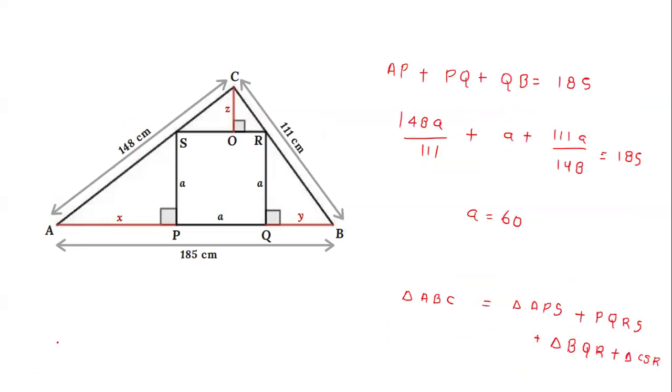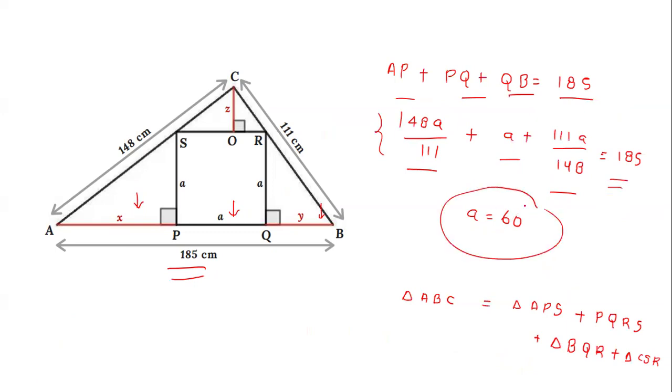Now you can also see that this thing plus this thing plus this thing is equal to 185. So AP plus PQ plus QB is equal to 185. AP we know, X value in terms of A we calculated, this is A, and Y value we also calculated in terms of A, and it is equal to 185. So this is one equation in A, so you can solve for A. A is the only variable in this equation, so after solving A comes as 60 centimeters. So we now know the value of A.